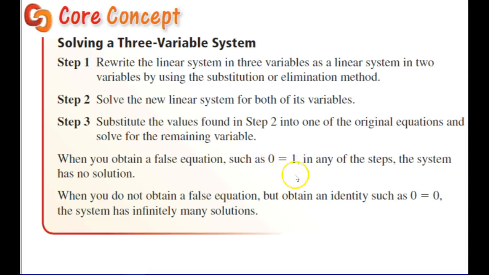And just like when we were solving those simple 2 variable equations, if at any point I get a false equation, such as 0 equals 1, I know that's not true. I know that I have no solutions. So if I get this at any step, that's no solution. If I obtain an identity, such as 0 equals 0 or 12 equals 12, something like that, I know that I have infinitely many solutions. So you just want to keep that in mind.